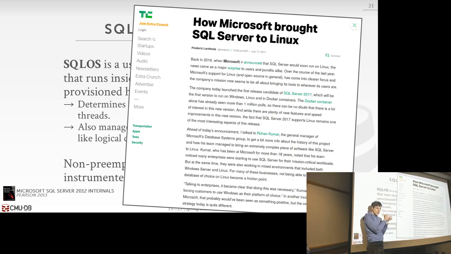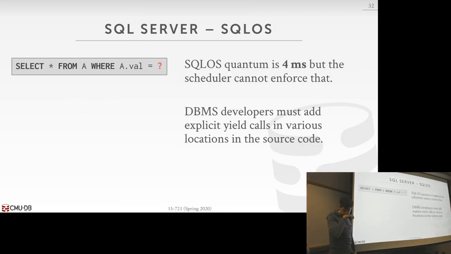Going back to my example of DB2 before, DB2 did not have that abstraction layer, so that's why they have four different distinct code bases. They've attempted, I think, to have a unified code base, but it never happened. It's never going to happen. Microsoft was able to do it through SQL OS, so I think it's really fascinating.